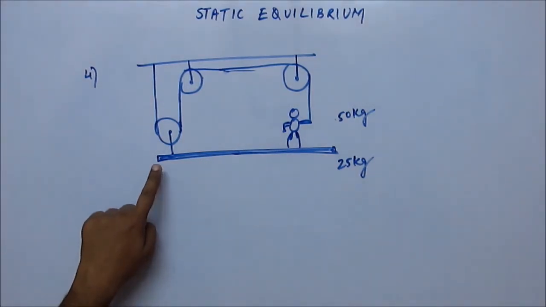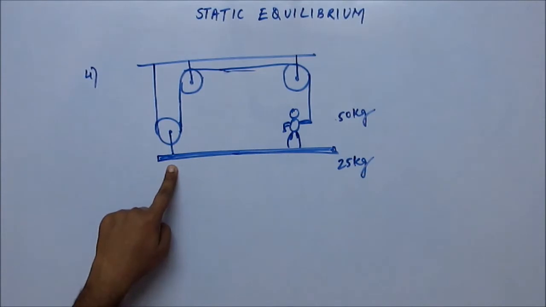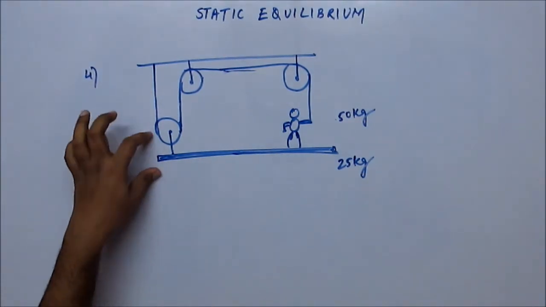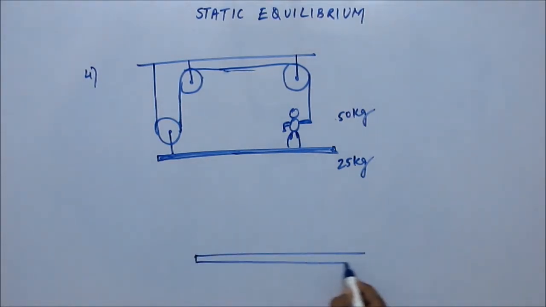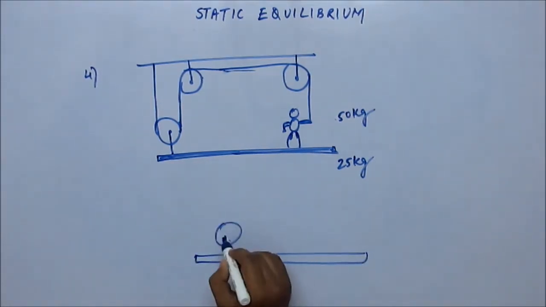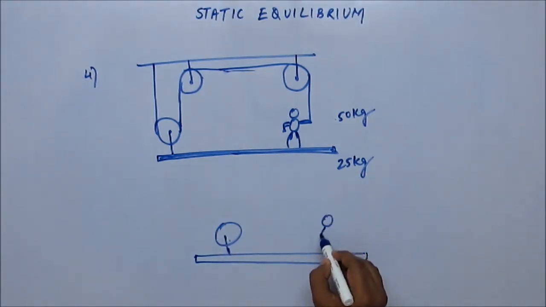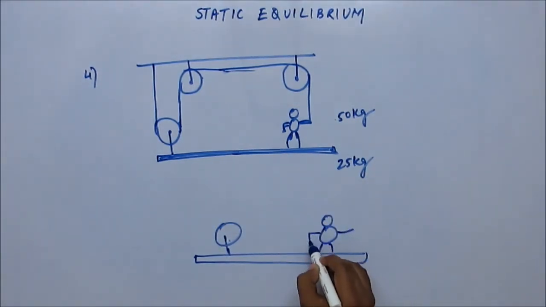Now what I'll do is, I'll draw the FBD of this platform and whatever is attached to this platform, this pulley and the man. Let's draw the FBD of them together. This platform, the pulley attached to the platform, and the man standing on the platform. Let's consider these 3 as my system. So whatever the force is within these different parts of the system, that is internal force, and whatever the force is outside the system, that will be external force. And Newton's first law says that for the system to be stationary, there should be no net external force.